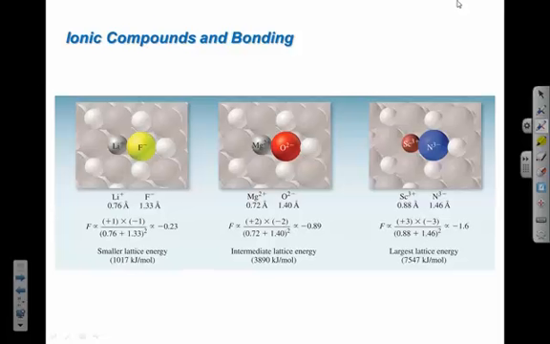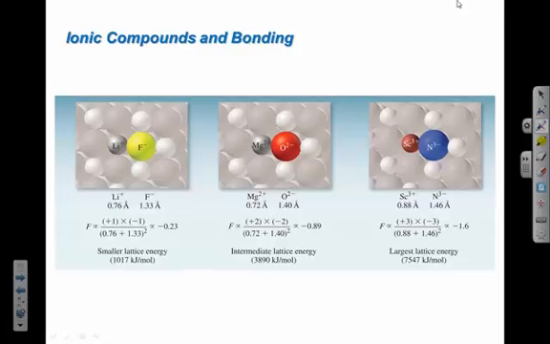but it's more affected by the quantity of charge. So in this situation, if we're looking at something with one positive and one negative, then the attraction between them is on the order of about 1,000 kilojoules required to break up that attraction. But if my ions have a +2, or a +3 and a -3, then I get way more energy required to break up those attractions.